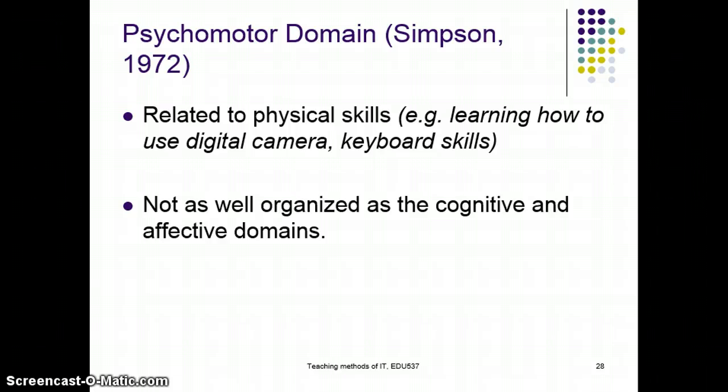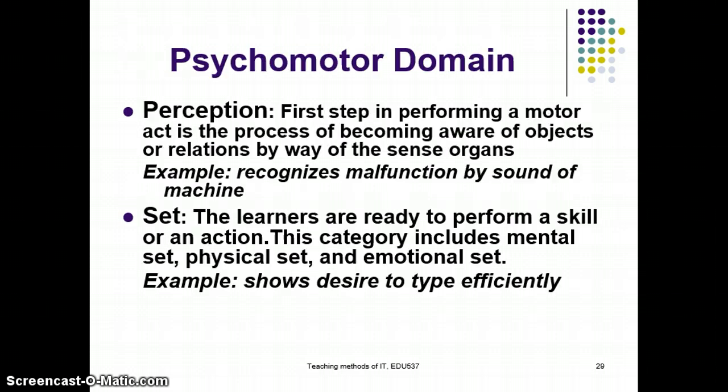Okay, now moving on to the third part, the psychomotor domain, Simpson 1972. Point 1, it is related to physical skills, like learning how to use a digital camera or keyboard skills. Next point, it is not as well organized as the cognitive and affective domains. When I think of psychomotor, I just think of motor, like a car, so it's something physical. So, the psychomotor domain.